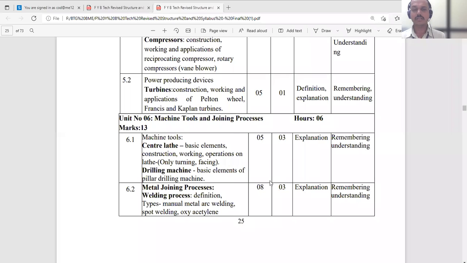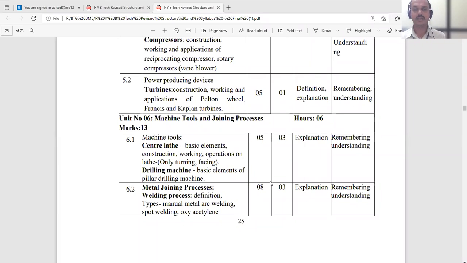So these 2 operations we have to study here. Then the next one is the drilling machine. The drilling machine is required to prepare a hole, or to create a hole at a required point. For the drilling machine, again we have to study the basic components and elements of the pillar type drilling machine, how it is used, and some applications of the drilling machine.